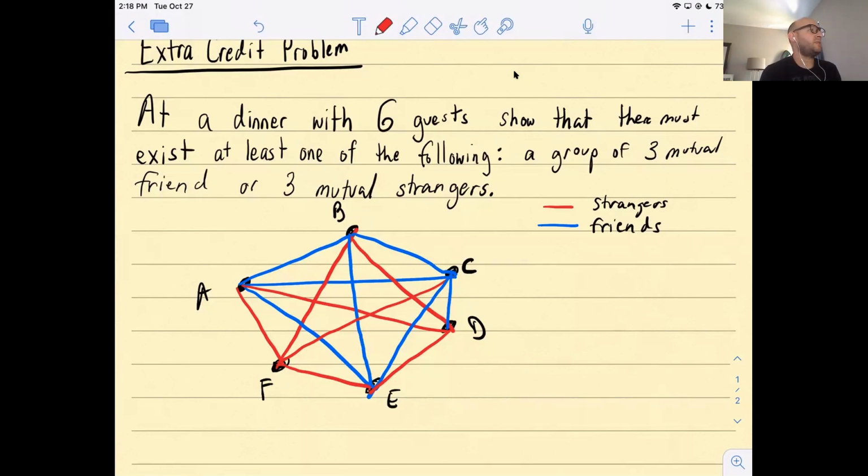Okay, can anyone give me an example of a group of 3 friends that all know each other? Does anyone see an example? Okay. Kanjit said F, Frank, Alice, and Bob.